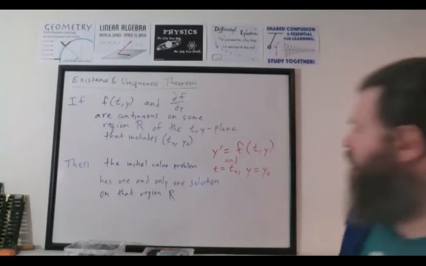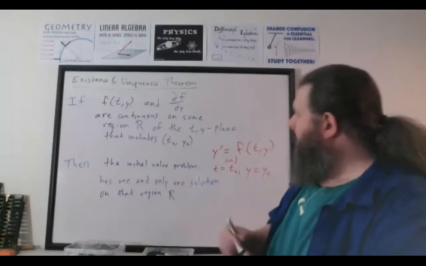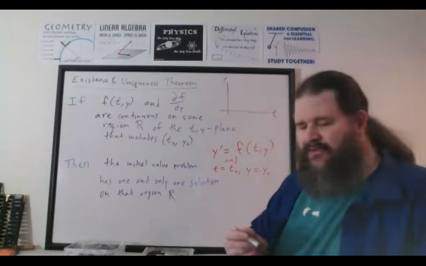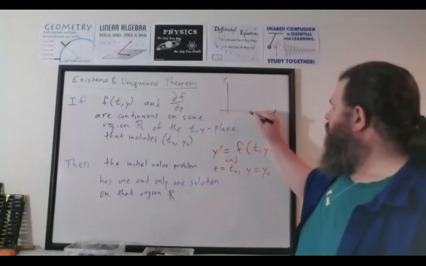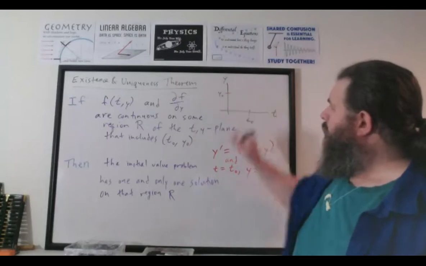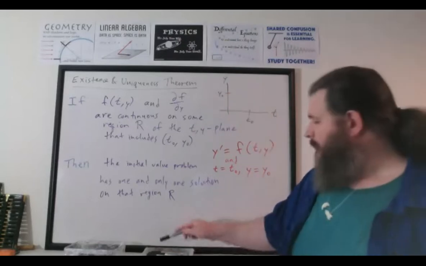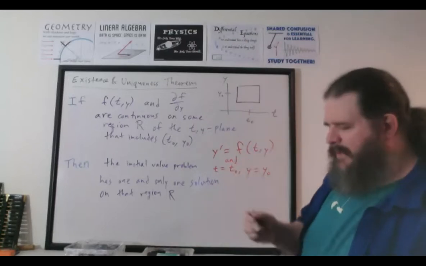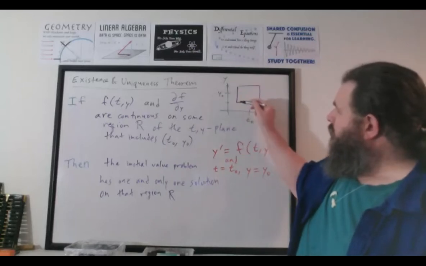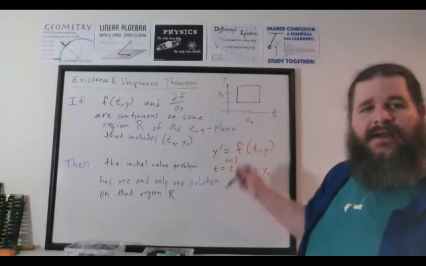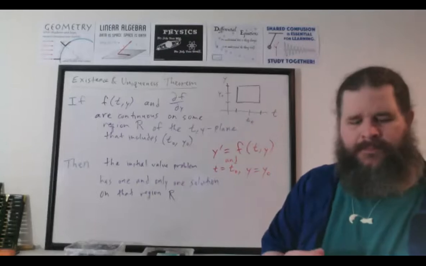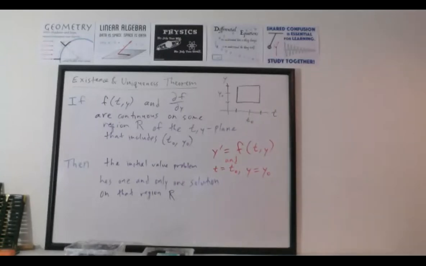Yeah. I was just describing it as some region R, but it looks like the way the theorem is formatted in the textbook describes it as a rectangle. If you've got t0 and y0, any rectangle that includes that point can be bounded by y values a certain amount above y0 and a certain amount below y0, and t values a certain amount to the left of t0 and a certain amount to the right of t0. So I think that's what the textbook is describing there.